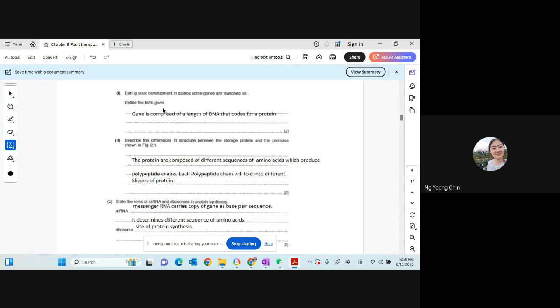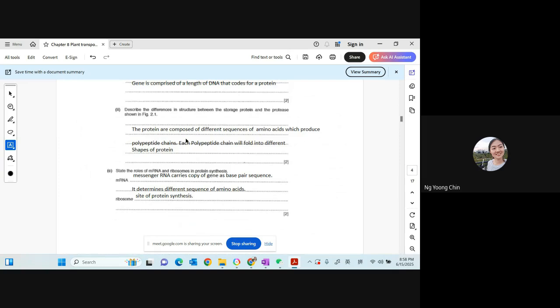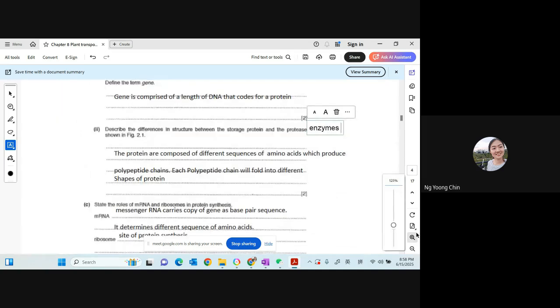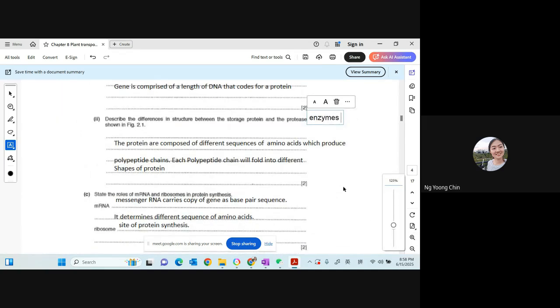Define the gene. You will learn about this gene later in chapter 70. But you should know the difference in structure between the storage proteins and the protease. Storage protein is a protein also, while protease is a kind of enzyme. Enzyme means it is made from proteins. So the structure of the storage proteins and the protease enzyme are totally different.